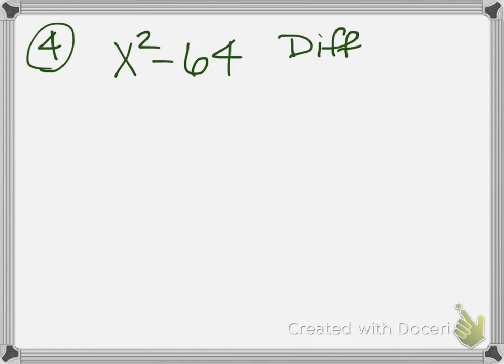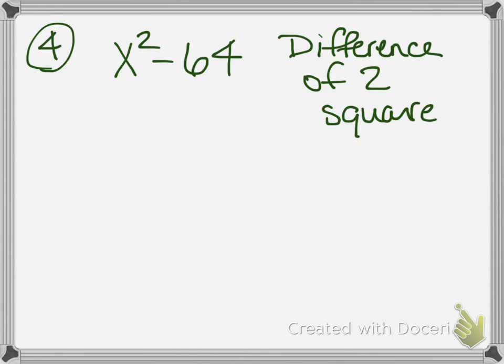Number 4, x squared minus 64. This one you have to recognize the difference of two squares. So what does that mean? Well, that means that x squared is a perfect square and 64 is a perfect square.